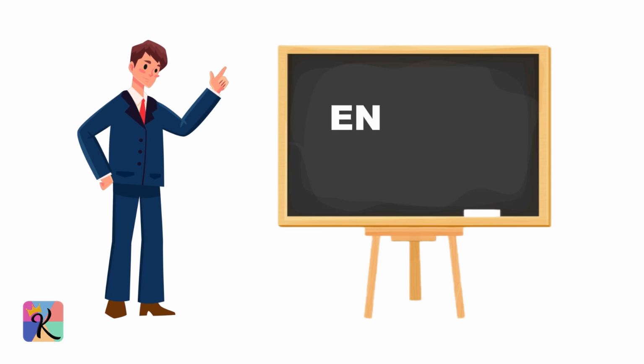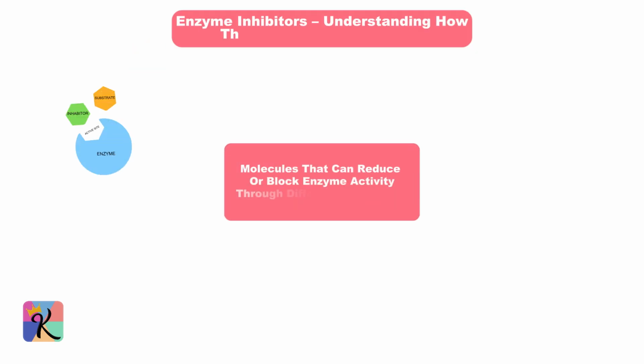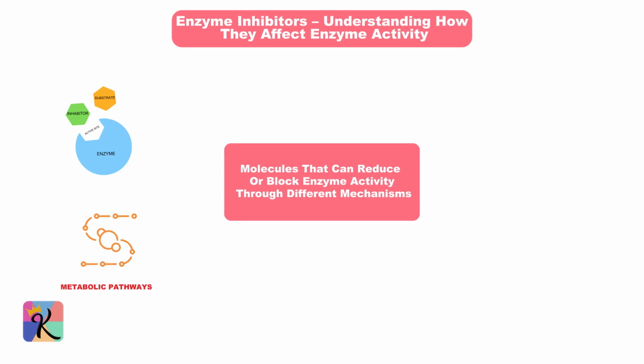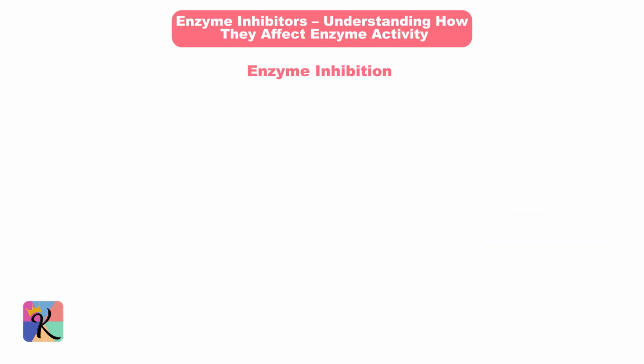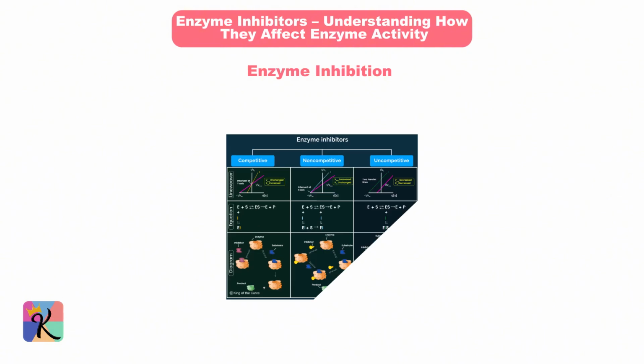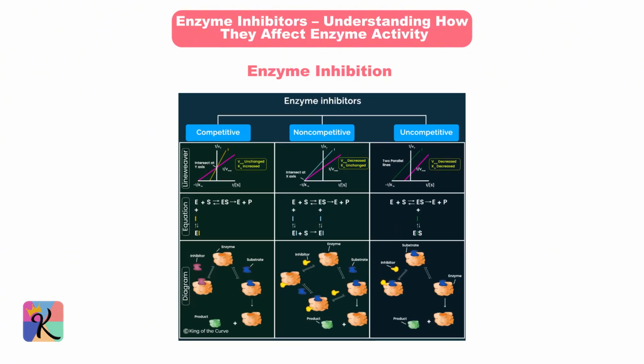Today we're focusing on enzyme inhibitors, molecules that can reduce or block enzyme activity through different mechanisms. These mechanisms play crucial roles in regulating metabolic pathways and are important in drug design and disease treatment. Enzyme inhibition comes in several flavors: competitive, non-competitive, uncompetitive, and mixed-type inhibition. Each of these affects enzyme kinetics in unique ways, impacting how enzymes interact with substrates and how fast reactions occur.